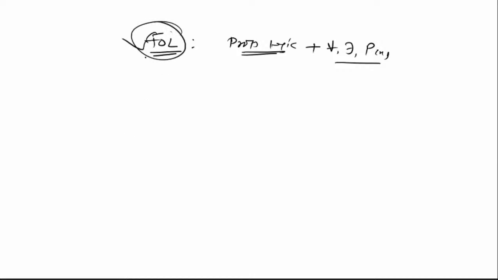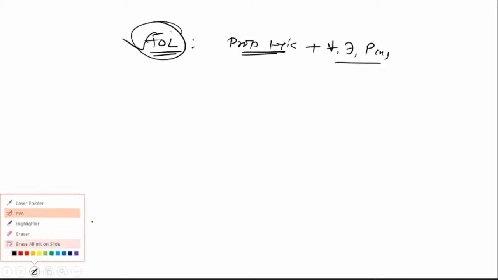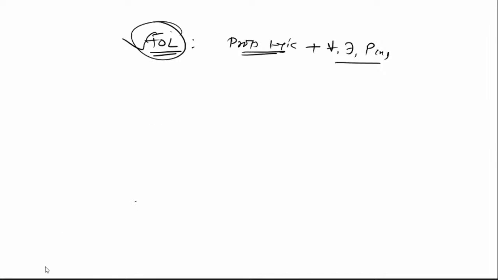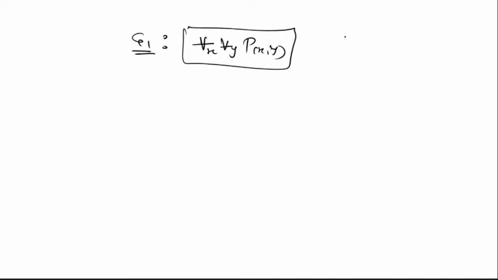So now let's talk about the validity, the truth of a first order logic sentence. As I told you, consider this statement. Let g1 be a first order logic formula: for all x, for all y, p(x, y). Let's assume this is your g1. Now what can we say about g1? Can we say that this is true? Can we say this is false?